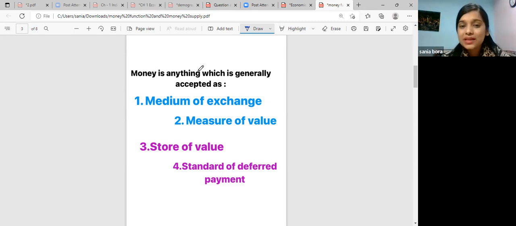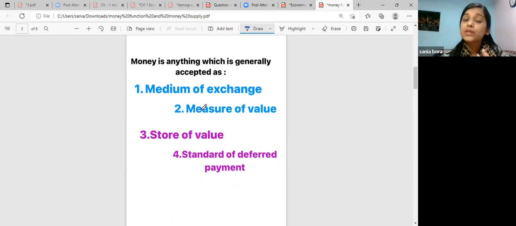Okay. So, money is anything which is generally accepted as, first, medium of exchange. Second, measure of value. Third, store of value. Fourth, standard of deferred payment. Okay, these are the four points which you need to mention. If you miss out anything, if for example you didn't mention these four points, then it is an incomplete meaning of money. Okay, so ma'am, what is money? Ma'am, money is anything which is generally accepted as. Just learn this first line and then the four points. Medium of exchange, measure of value, store of value, standard of deferred payment.